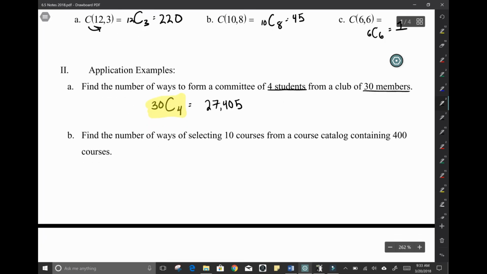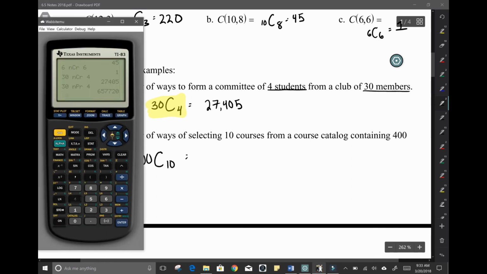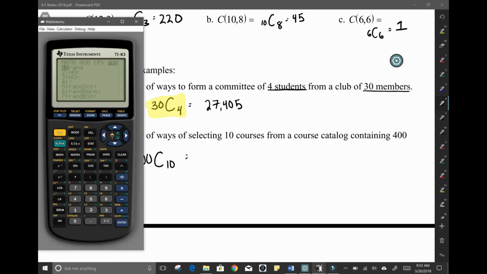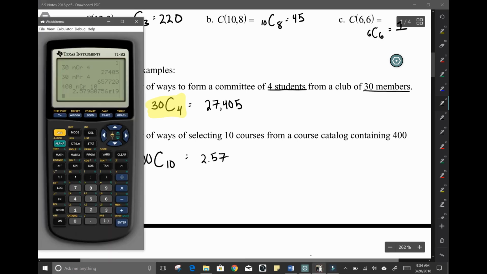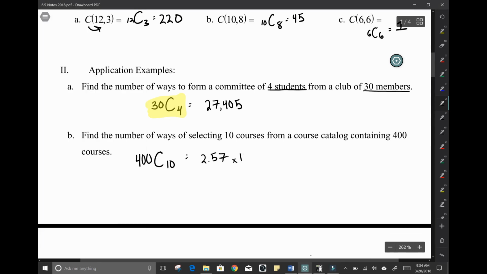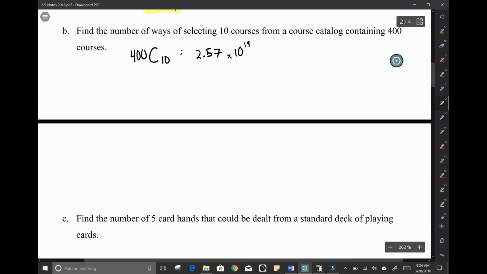Number of ways of selecting 10 courses. It doesn't matter what order you take those courses in, you just need to select 10 of them. So 400 choose 10. We'll see that here: 400, math, PRB, choose 10. And oh my gosh, there's still a lot of them, 2.57, about 2 decimal points, times 10 to the 19th. When you go to college and there's all those different courses, there's a ton of different ways. Now, order might be a little more particular in that case, but in general, that's the number of different ways.